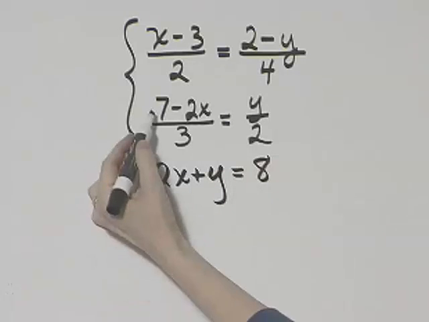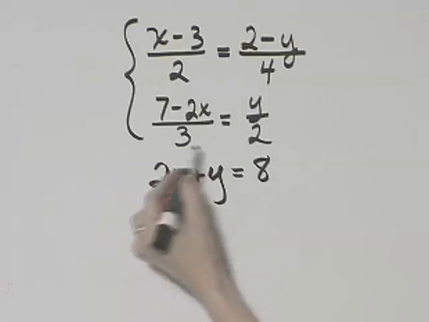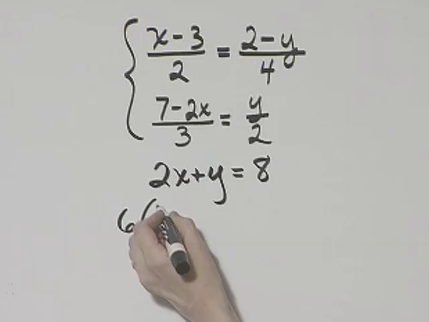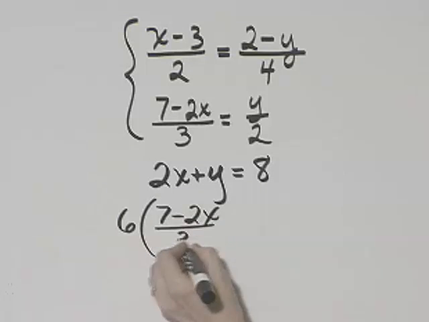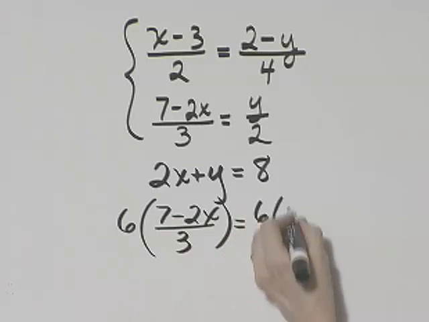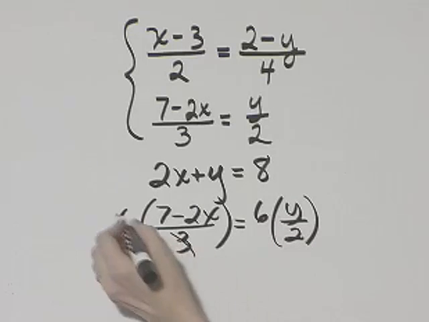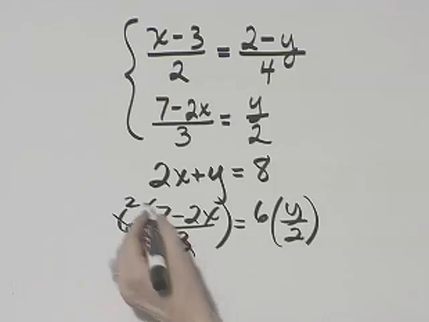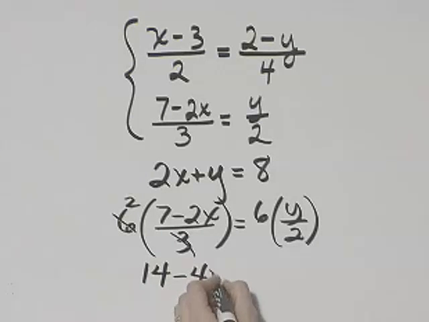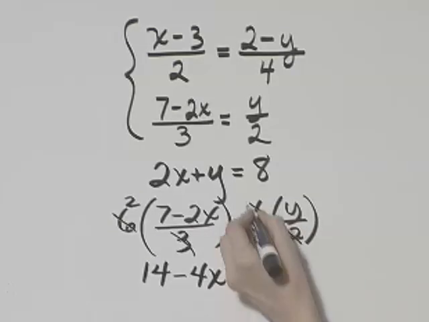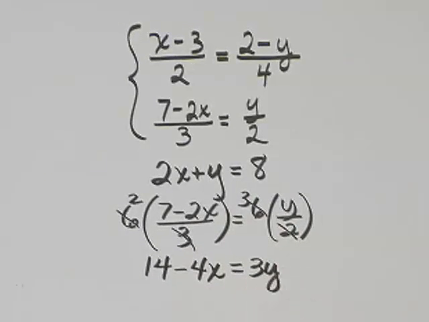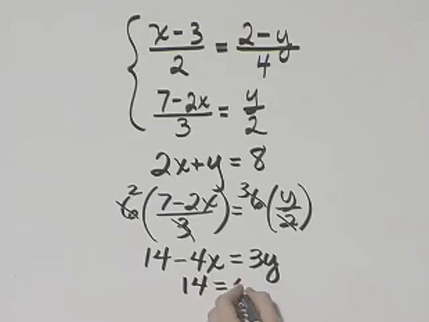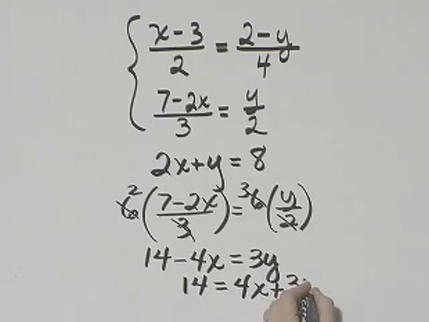Let's do the exact same thing with this second equation of our system. Let's multiply both sides of this equation by 6, the LCD. So 6 times the left side, 7 minus 2x all over 3, is equal to 6 times y over 2. 3 divides into 6 2 times. Let's go ahead and multiply. 2 times 7 is 14, minus 2 times 2x is 4x, is equal to 2 divides into 6 3 times, and I have 3y.